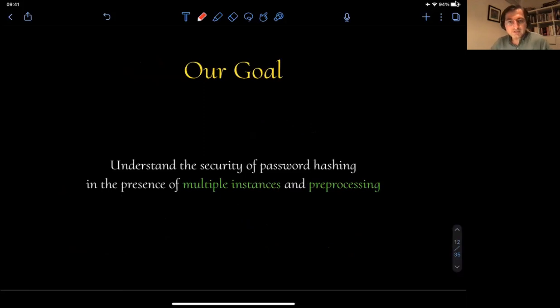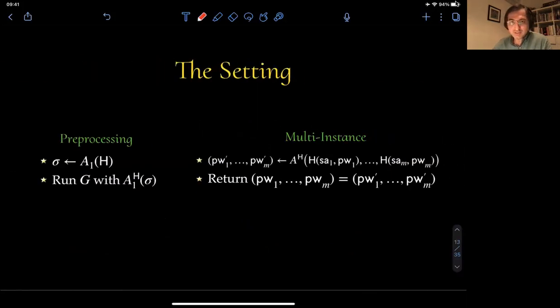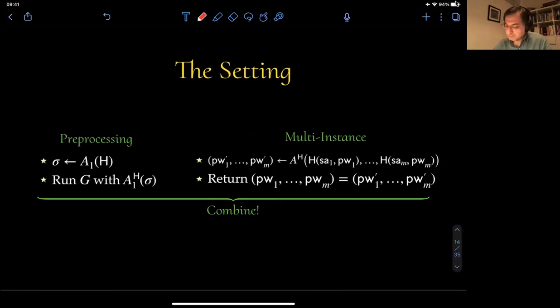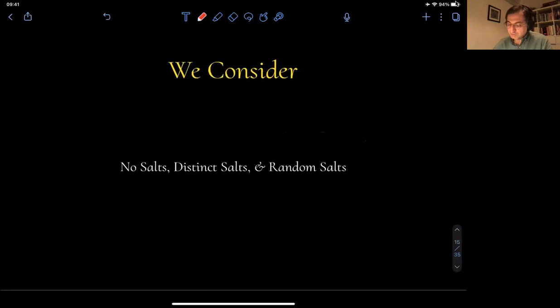Okay, so as I mentioned, the goal of this paper is to understand password hashing in the presence of multiple instances and preprocessing effort. Put together, we have these two settings and we are combining them in this work. We are going to consider three different settings. One is the setting without salts, and distinct salts. These are interesting from a historical point of view and also a more theoretical point of view related to amplification. But we are also going to look at random salts. This is the setting most relevant to practice, but is also of course interesting from a theoretical point of view.